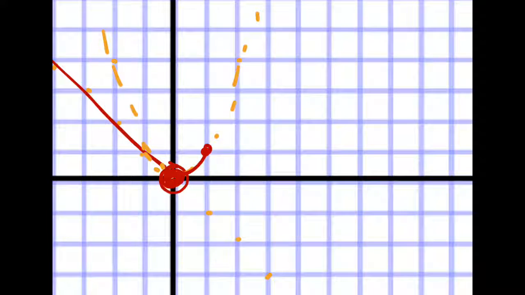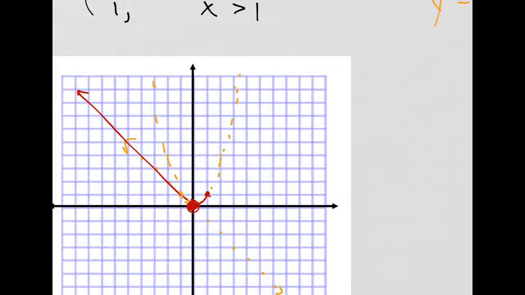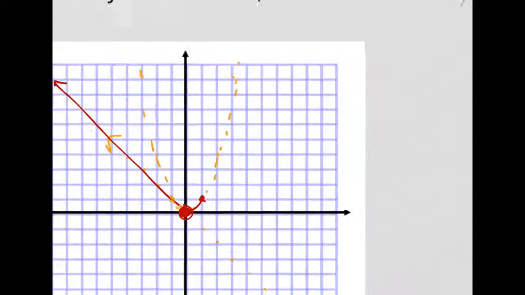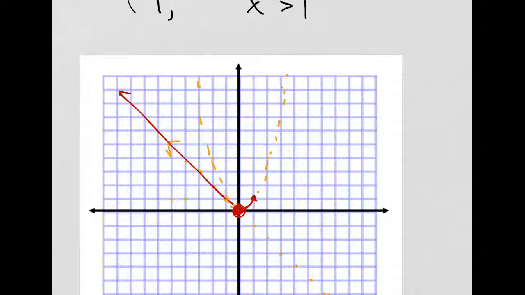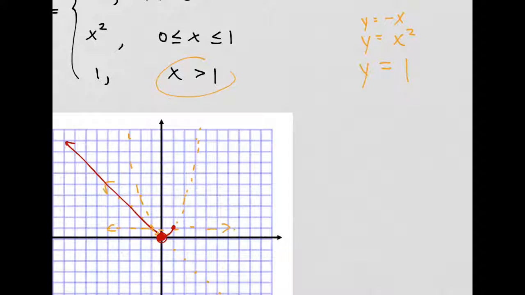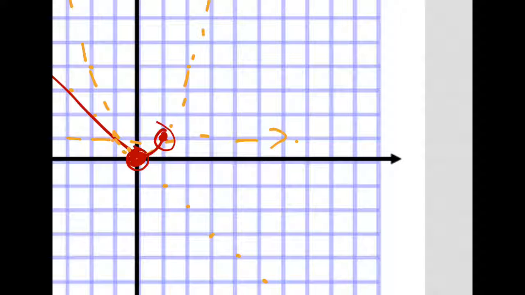If this was not there, then I would leave it an open circle, but it's there. Okay? And then x greater than 1. Oh, let's graph that. That looks like y equals 1. And that's just a horizontal line crossing at 1, for anything greater than 1. That would be y equals 1, but I'm only concerned with when x is greater than 1. It would be an open circle, but it's already filled in, so I'll just continue it on.